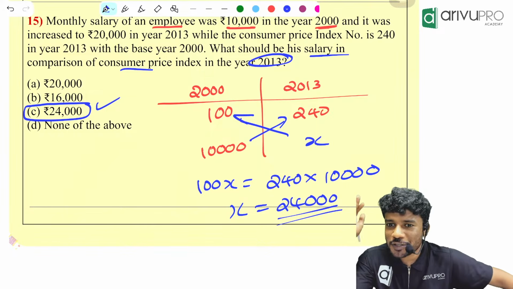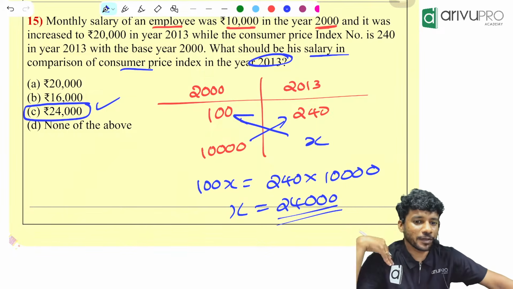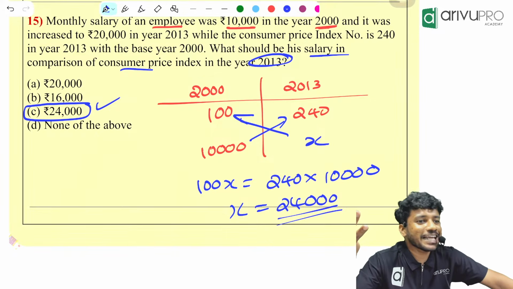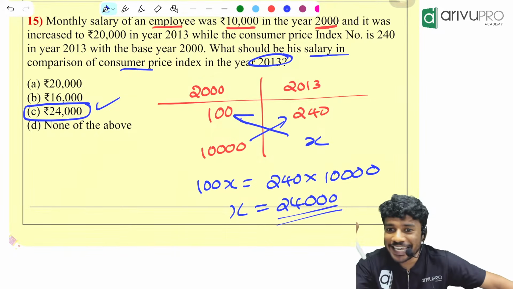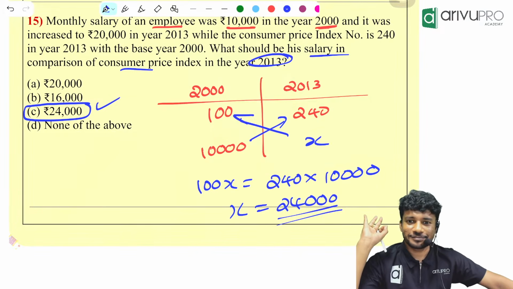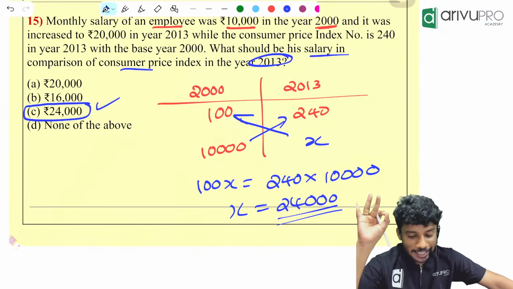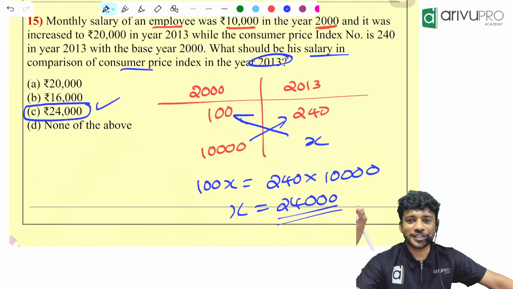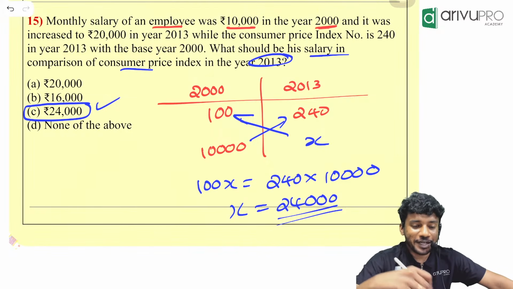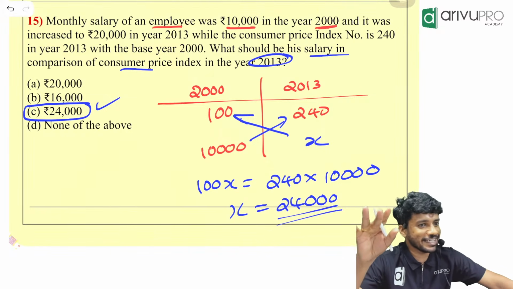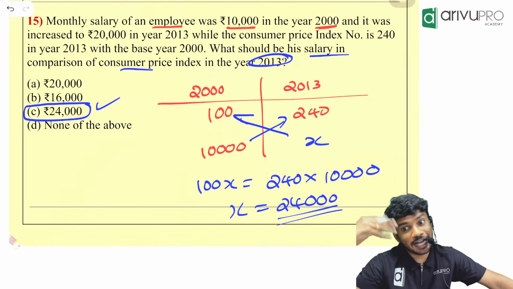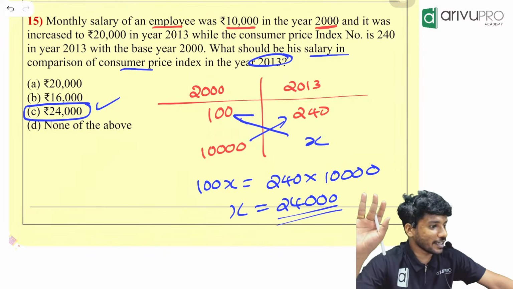Now, what if the question was the additional money they should have paid me? 4,000. Then I will ask you, how much is the DA? 24,000 minus 10,000, 14,000. Don't take this 20,000 minus 10,000. That is a wrong answer. DA is always current year salary. After considering inflation, we are taking DA.